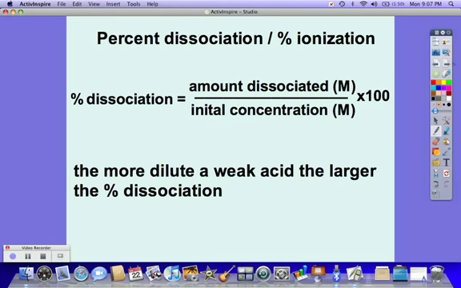Alright, percent dissociation, also known as percent ionization, is the amount dissociated, and our percent dissociated is going to be x basically, over the initial concentration, so whatever was originally given, times 100. And the more dilute a weak acid, the larger the percent dissociation. So the more we dilute it, the greater the percent of dissociation.